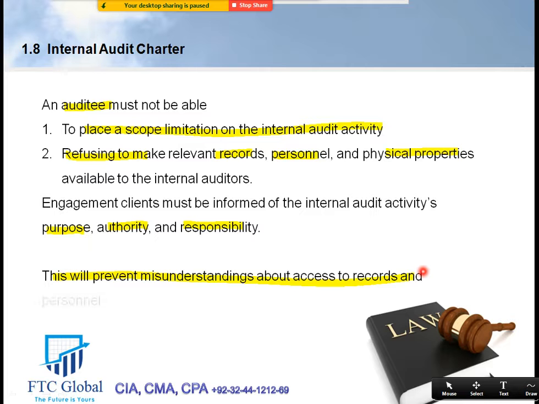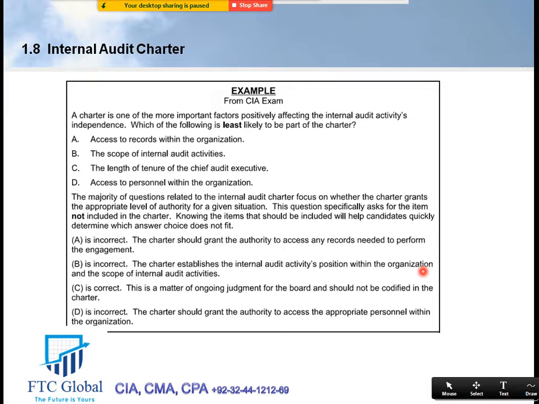All right, so that makes sense. So here we have a little MCQ for understanding. A charter is one of the more important factors positively affecting the internal audit activity's independence. Which of the following is least likely to be a part of the charter? We will include certain things. What is least likely to be part of the charter?